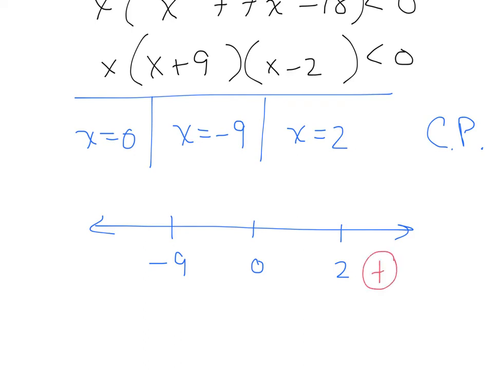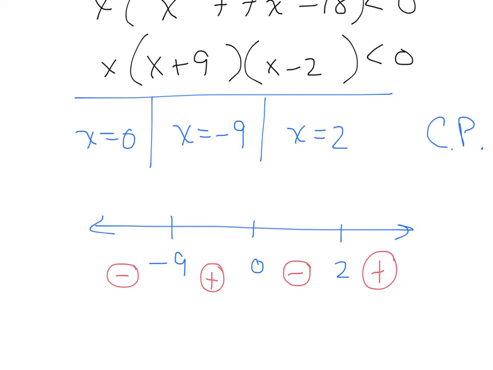Then I test a number like 1 in here. A 1 makes that positive, but a 1 makes this negative. So we have a positive times a positive, which is still positive, times a negative makes this region negative. If I test -1, I'm going to have negative here, positive here, negative here. Negative, positive, negative gives me a positive. This is where we need to know our product properties. And then the last one will be negative.